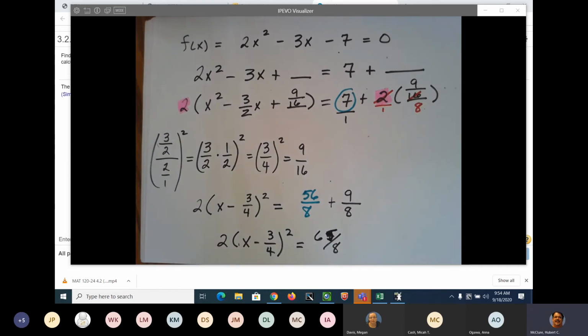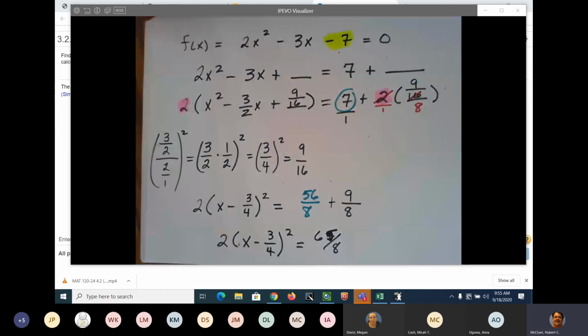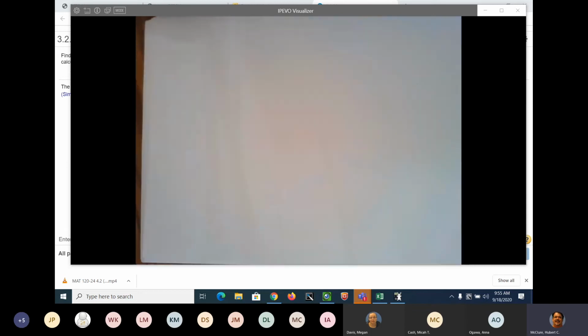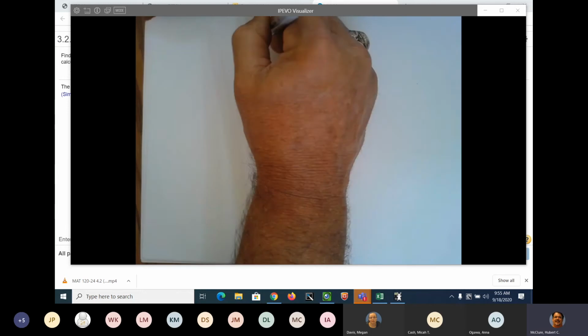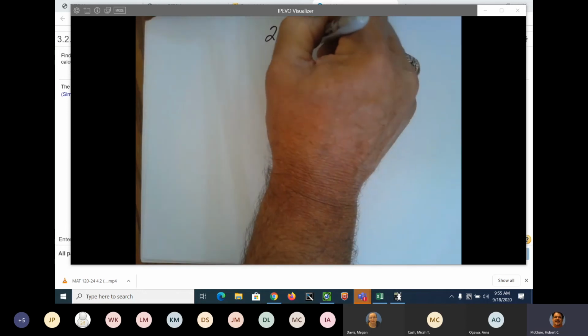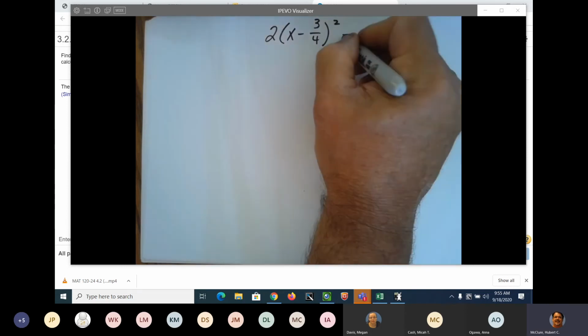Okay, so don't forget now, our y-intercept is -7, so don't forget that. Need to write that down. So let's put this on the next page. So 2 times x minus 3/4 is equal to 65/8.